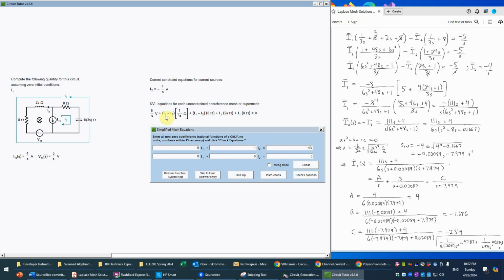Then collecting the coefficients of I1, we have 1 over 3s, so that's the first term. Then we have an 8 here, and then a 2s, so that's the next term. And then finally we have another 8 for the other 8 ohm resistor, so that's over here. I've actually just crossed that out and made this into a 16 to simplify that a little bit.